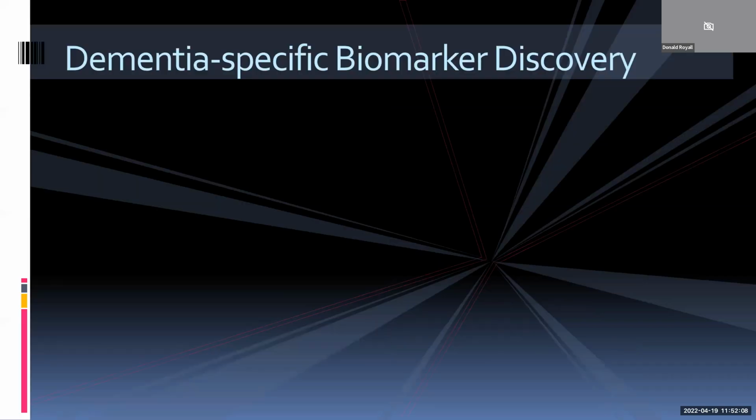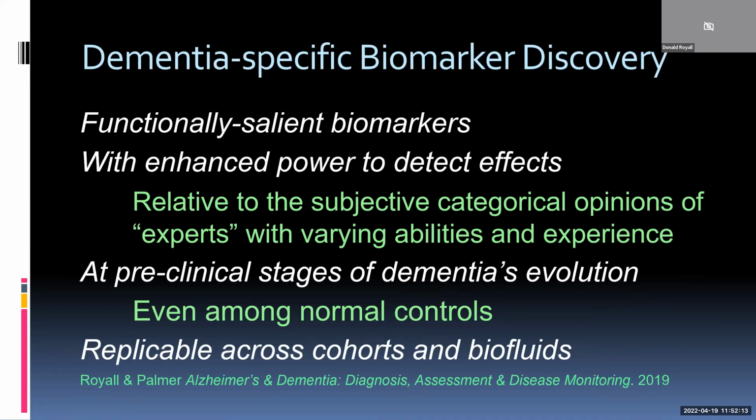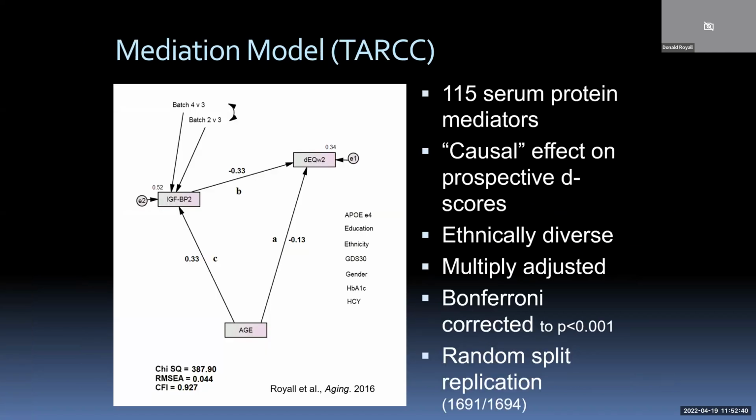So we can also use D for biomarker discovery. And here we have functionally salient biomarkers with enhanced power to detect effects, because we're going to be using a continuous outcome measure. We can look for biomarkers at preclinical stages, even among controls. And we've shown in other studies that the biomarkers you associate with D are replicable across cohorts and biofluids. Usually I use a mediation model approach for this kind of study.